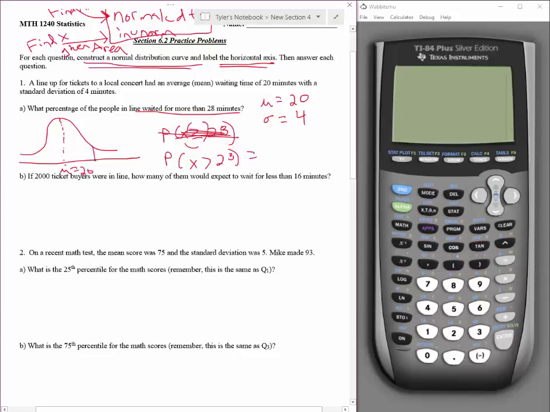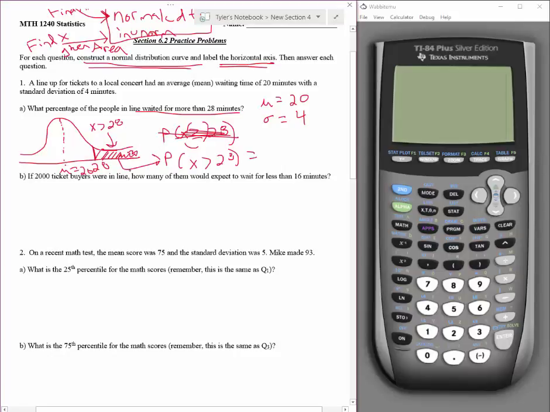And I'm trying to find greater than 28, right? So here's 28. So basically what I'm after is this area. I want to know the area of the curve for x greater than 28. I want to know what this area is. This area is going to be equal to the probability, right?